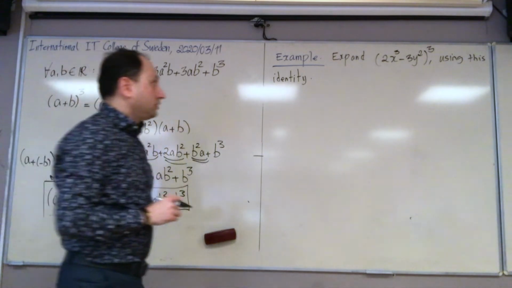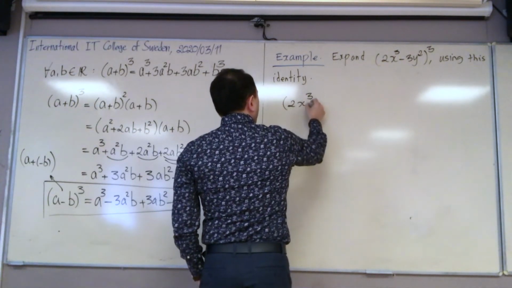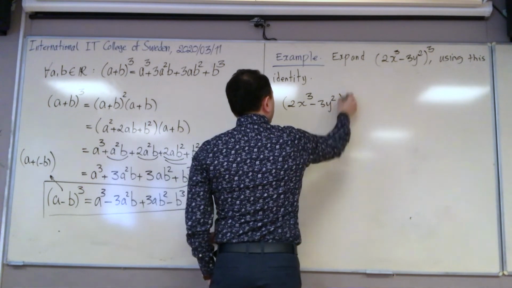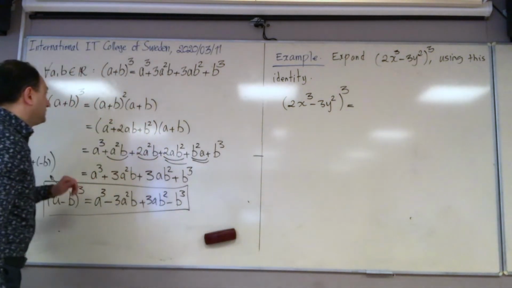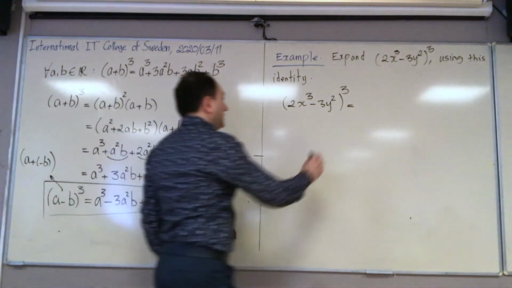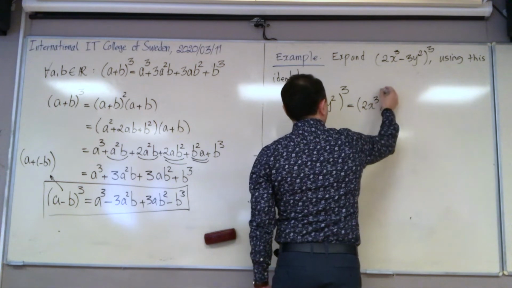Don't mind, let us start. So (2x³ − 3y²) to the power of 3. If I want to write all the details, let me do this for the first time. The first one to the power of 3, it should be written in this form.